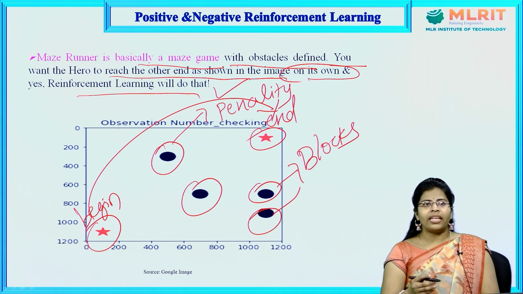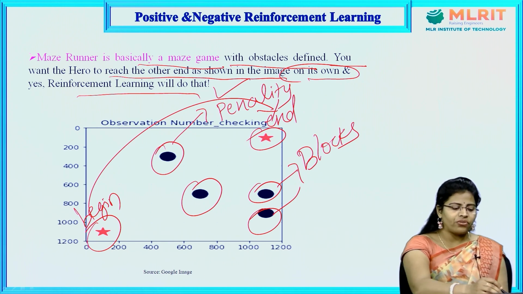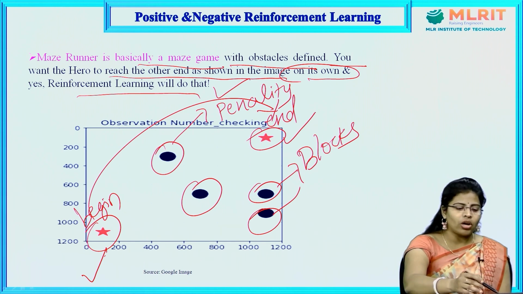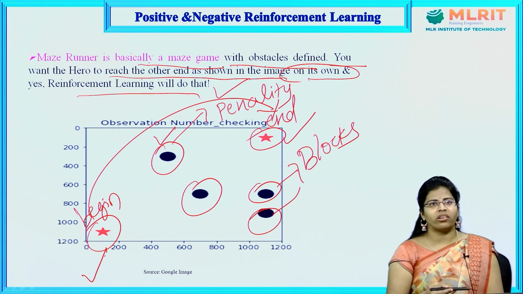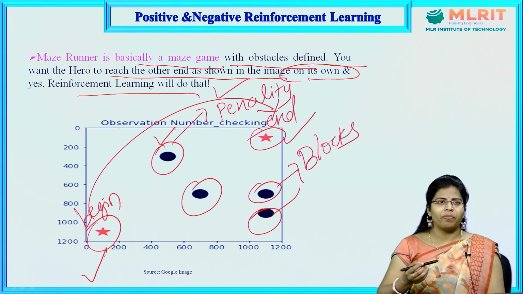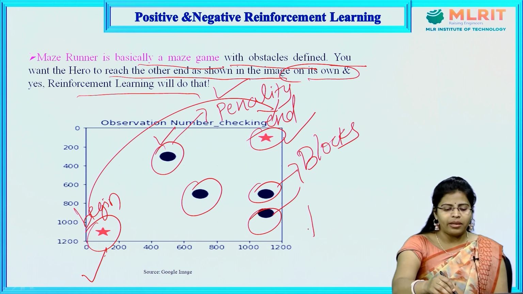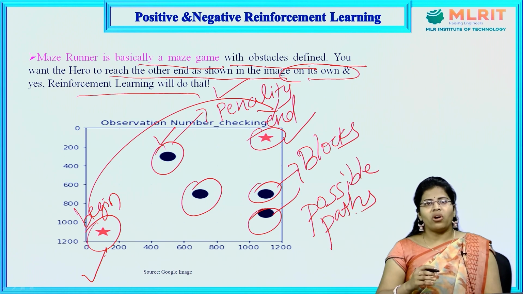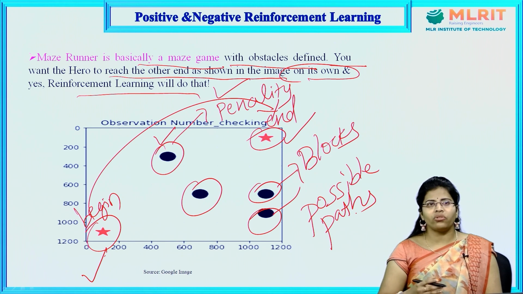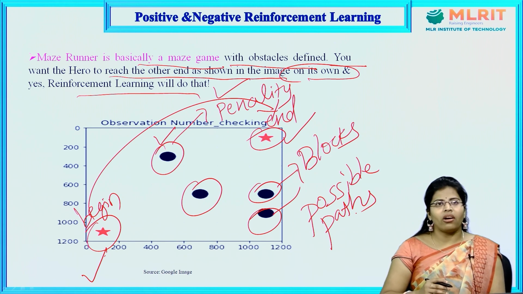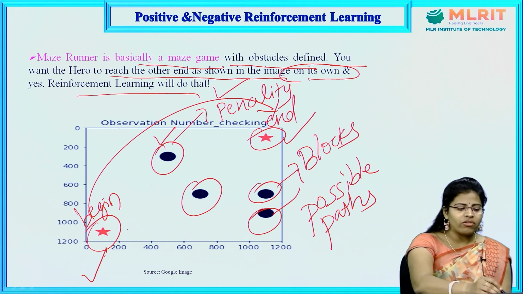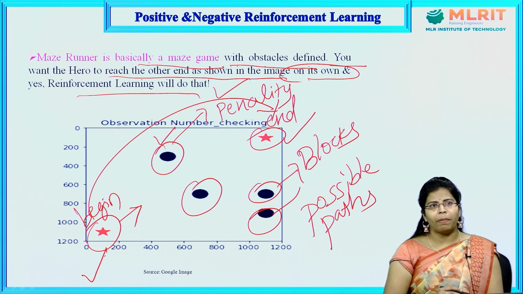Whenever the goal is to reach from source to destination without crossing over these blocks, what should it perform? It should select the possible paths to reach from source to destination without crossing over the black dots, that is, blocks. So it is going to select a particular path.